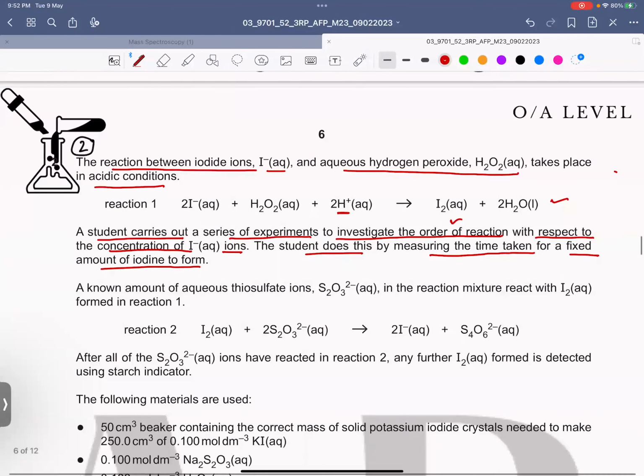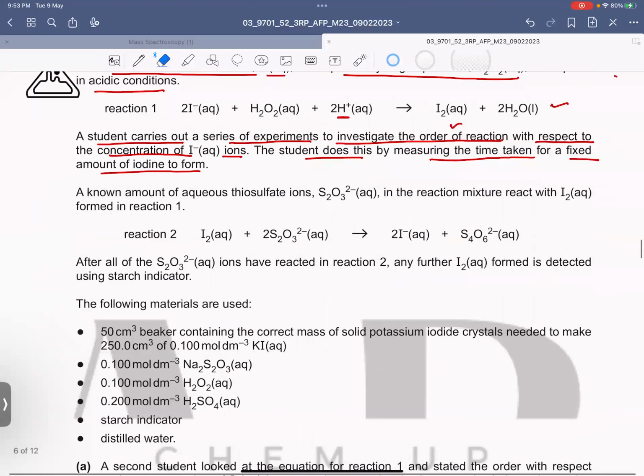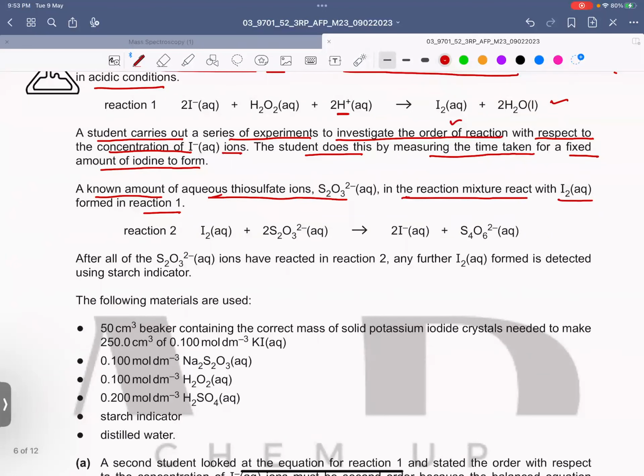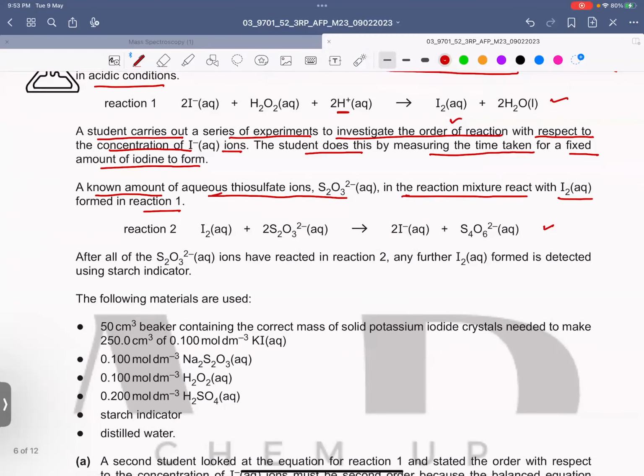For this purpose, what the student did is find the fixed or constant amount of iodine in each experiment, and how much time it takes for that exact amount of iodine to be formed. A known amount of aqueous thiosulfate ions in the reaction mixture reacts with the aqueous iodine formed in reaction 1. So this is our reaction 2: the amount of iodine that is formed in reaction 1 is actually measured by this experiment, and this is the iodometric titration.